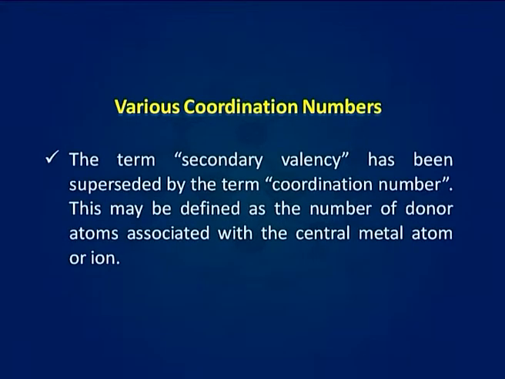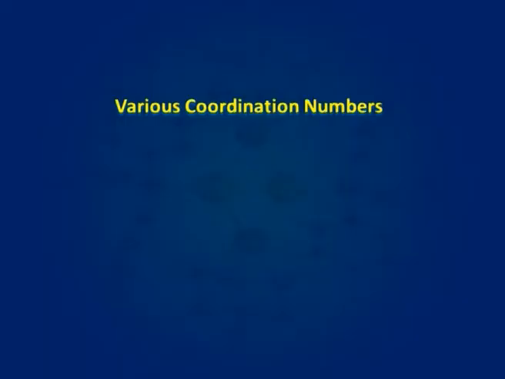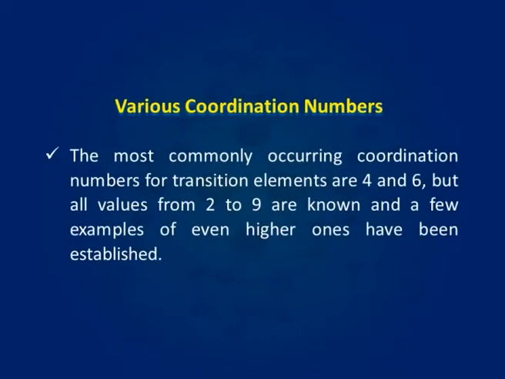The term secondary valency has been superseded by the term coordination number. This may be defined as the number of donor atoms associated with the central metal atom or ion. The most commonly occurring coordination numbers for transition elements are 4 and 6, but all values from 2 to 9 are known and a few examples of even higher ones have been established.